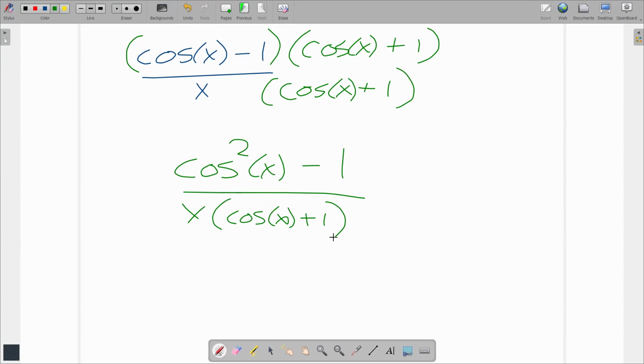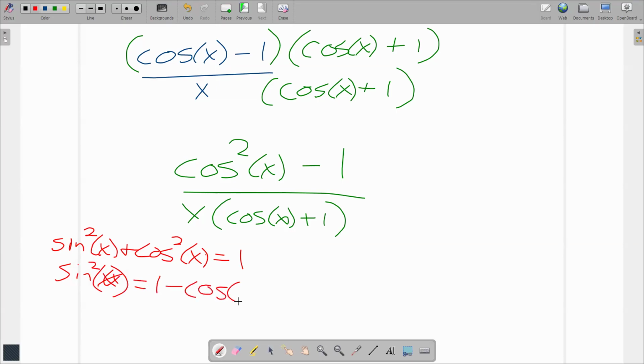That's an identity related to the Pythagorean identity for trig. The Pythagorean identity says that the sine squared of x plus the cosine squared of x is equal to 1. So if I move the cosine squared to the other side, I get the sine squared of x equals 1 minus the cosine squared of x, which is almost what I want. So what's my numerator equal to? Negative sine squared, yeah.